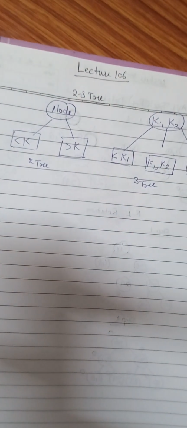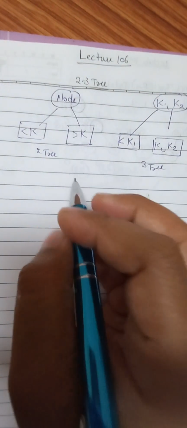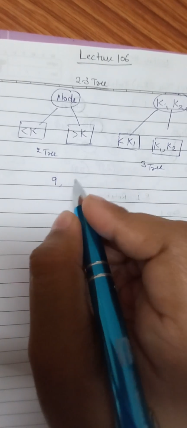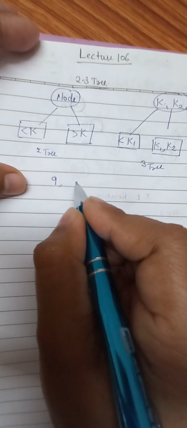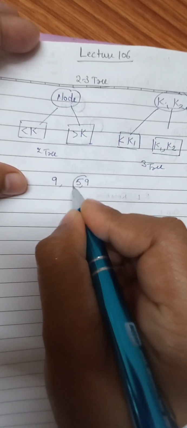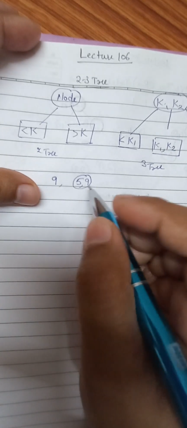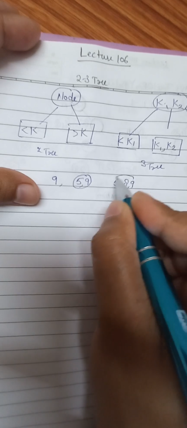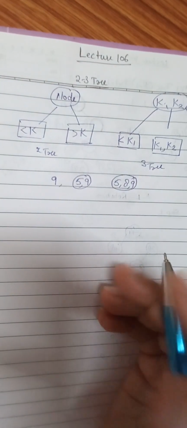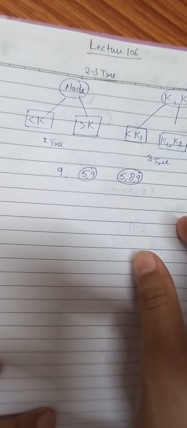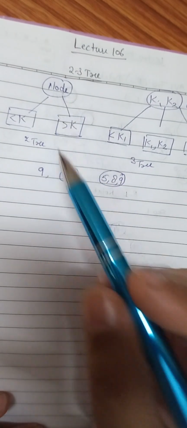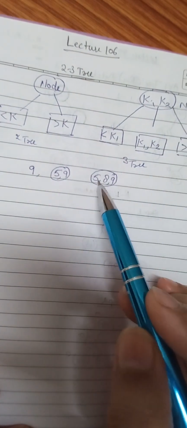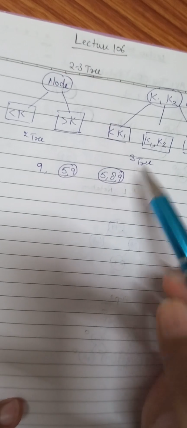Suppose we take one example so that it will be easy to understand. First we take 9, the node value is 9, so it will remain the same, no problem. After that, suppose we take 5 also, so 5 9, right? It will also remain the same, 2 values. Now if it is 5 8 9, there are 3 keys, so we need to split it. We can't put 3 keys in a single node, because in a 2-node 1 key is enough, in a 3-node 2 keys are enough, but in a 2-3 tree 3 keys can't be possible in a single node.